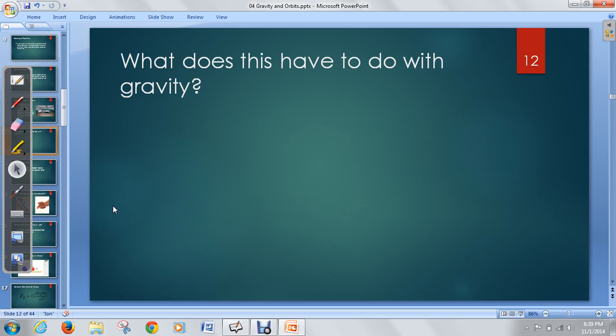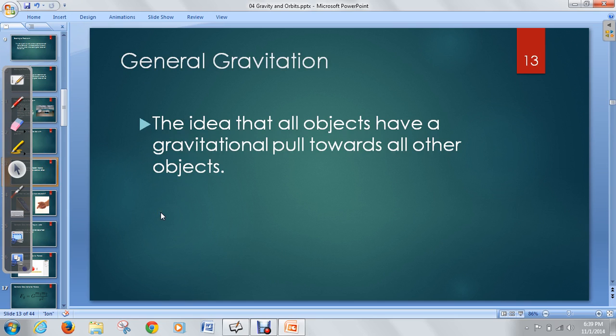Now, you may know that things fall, things get pulled to the ground, because of gravity. But you may not realize that there's actually gravitational force between all objects that have mass. So this idea is called general gravitation or universal gravitation. It's the idea that all objects have a gravitational pull towards all other objects. So anything that has a mass is going to have a gravitational pull.